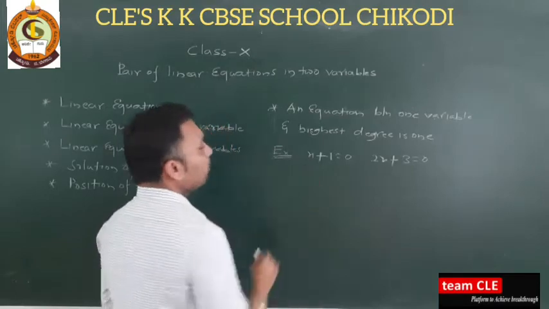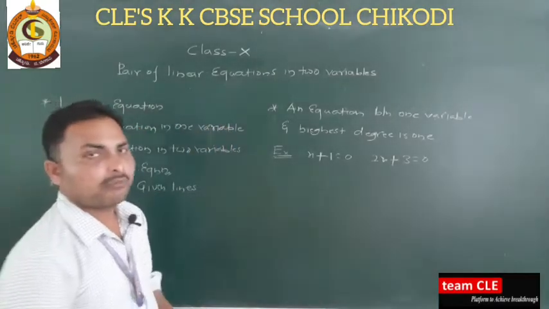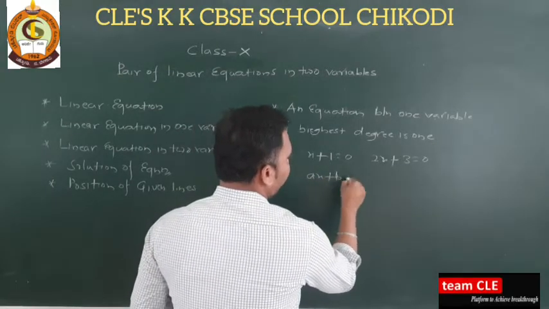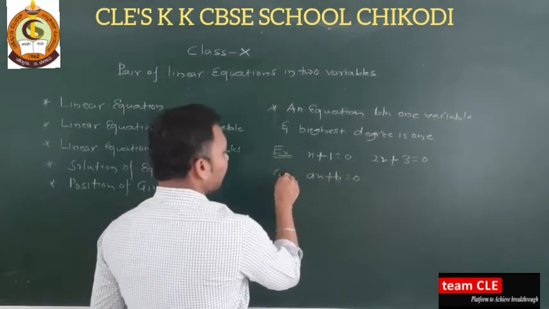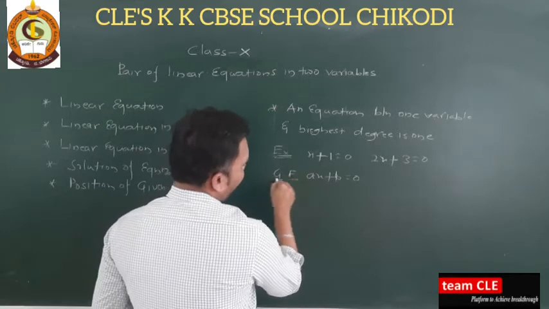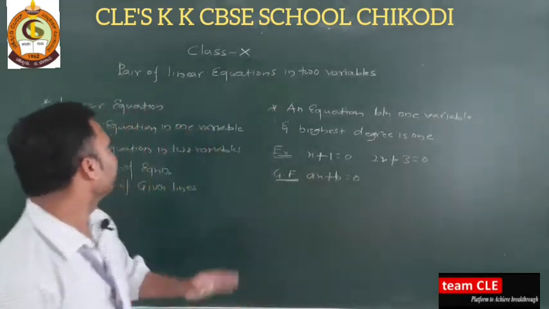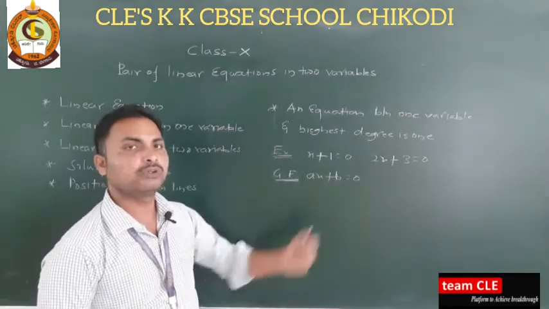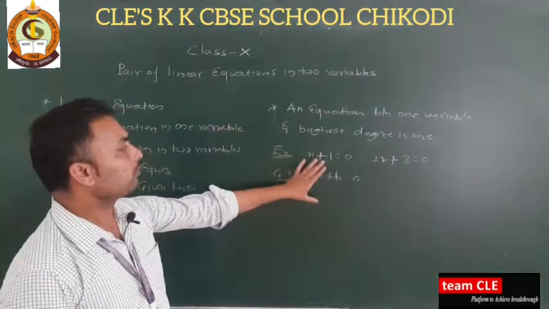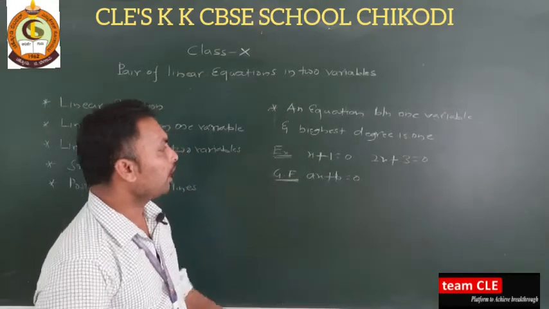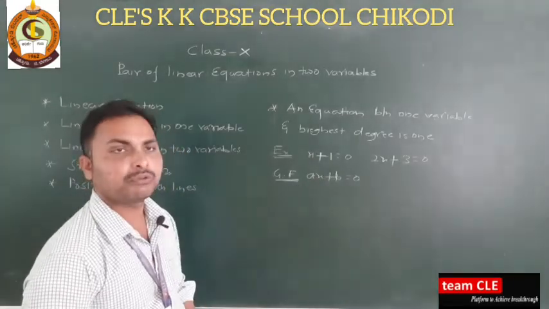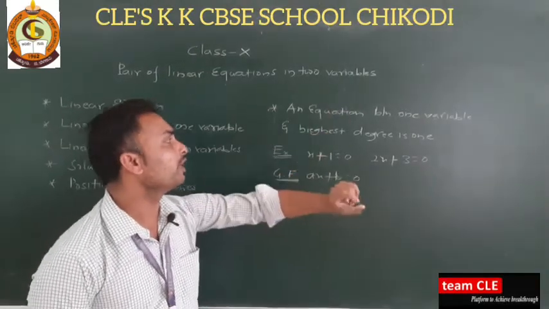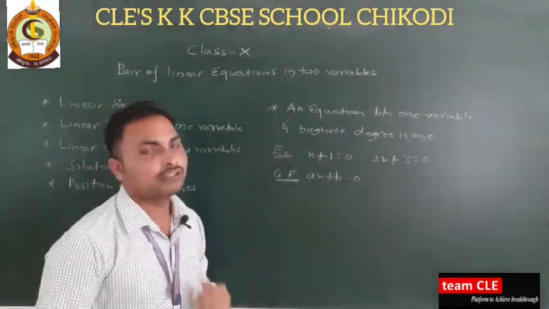Now what is the general form of this? The general form for a linear equation in one variable is ax plus b is equal to 0. These are the examples, and this is the general form of a linear equation in one variable: an equation between one variable and highest degree is 1.